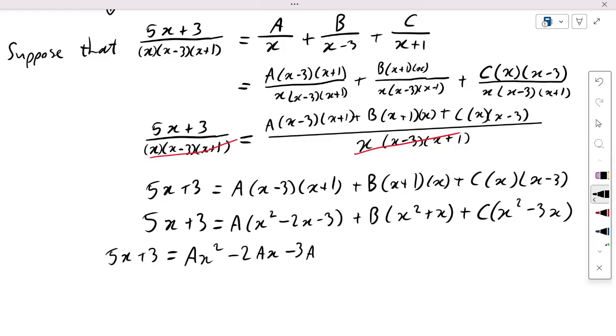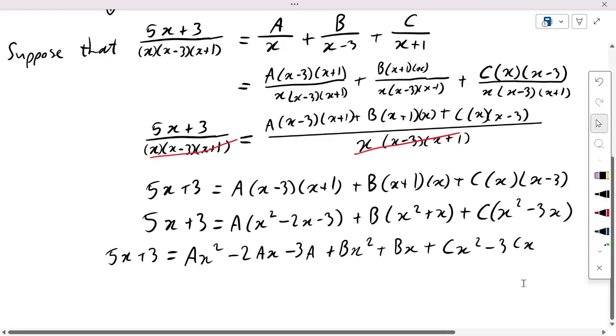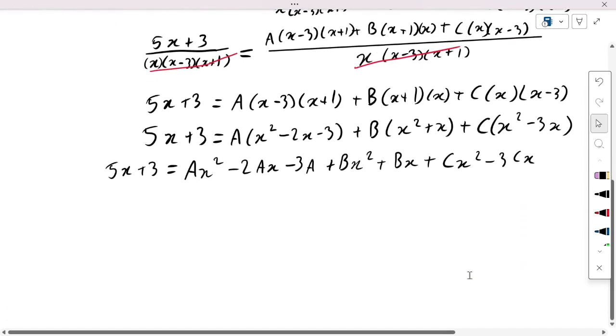Okay. And then we're going to have plus bx squared plus bx, then this is plus cx squared minus 3cx. Okay, so that's what we are left with. And then we just need to add and or subtract like terms from here. So that's what we're going to be doing.